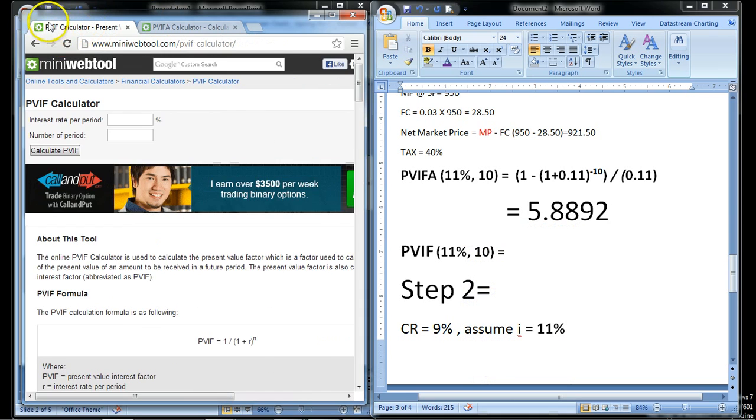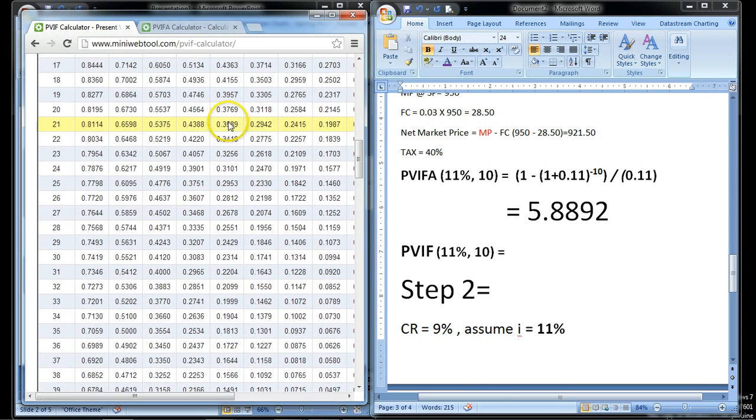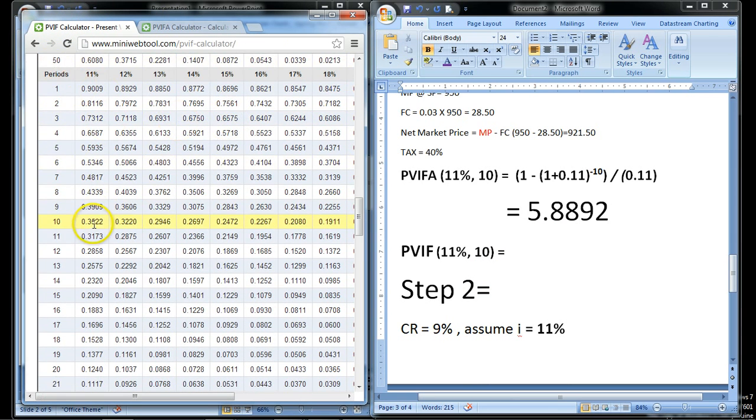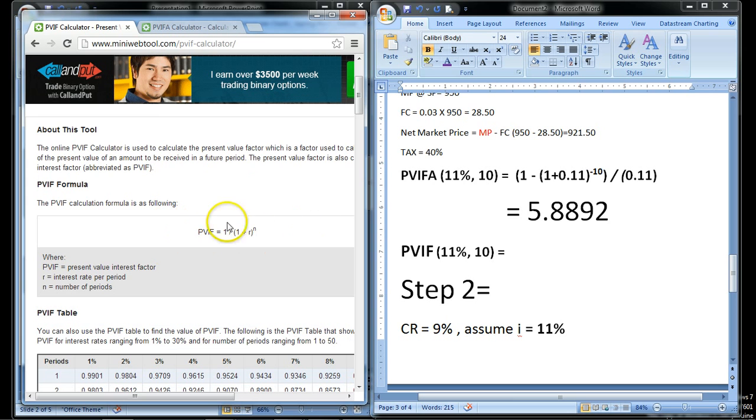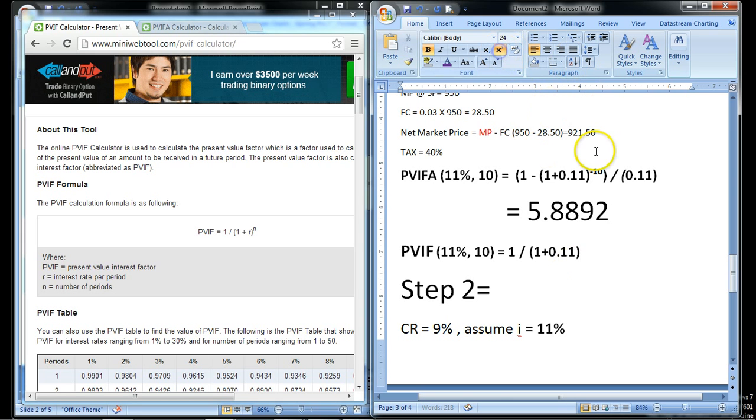Come class, we go to PVIF. If you can see in the table, you can get the direct answer, 0.3522, correct? So how do we get the 0.3522? Use the PVIF formula. You see, 1 divide by 1 plus R. You know what is R? Your interest just now. Please remember 11% is 0.11. Power of, correct, your N is 10.